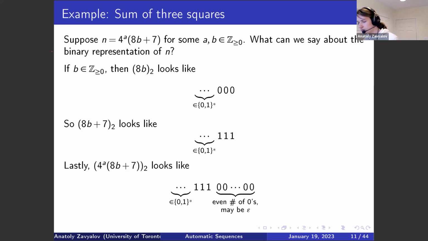And when we multiply by 4 to the a, in binary that's the same thing as adding on an even number of zeros. But that even number could be 0, because if a is 0, multiplying by 1 doesn't change anything. So we could still be in this form. And we can make an automaton that recognizes words of this type. We basically want an automaton that, when it sees 1, 1, 1 followed by an even number of zeros, accepts.